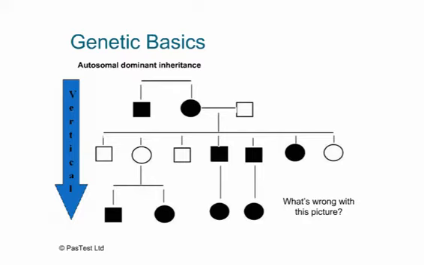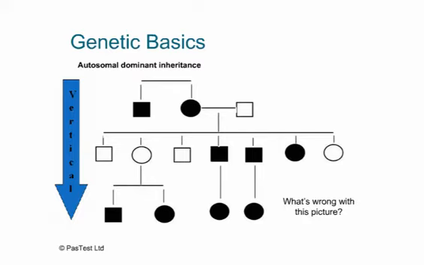But there's something amiss with this family tree. Can you spot what it is? Hopefully, you've noticed that in the second generation, the second individual from the left, a circle indicating a female, appears to be unaffected by the condition, and yet she has gone on to have two affected children, a boy and a girl. So how can this have happened in a dominant family tree?